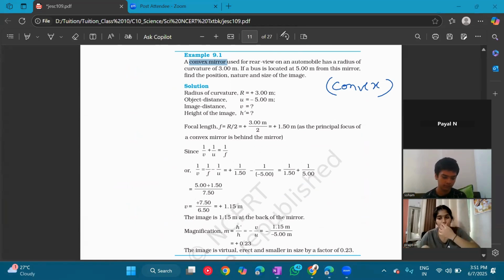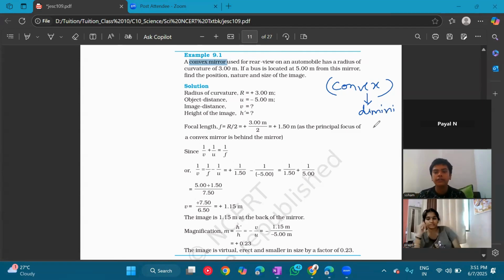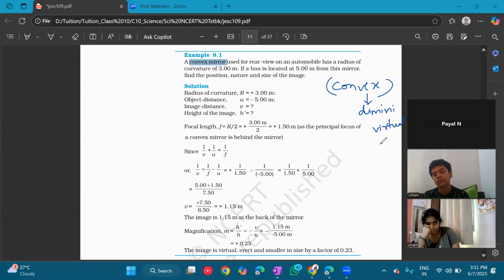कि मिरर हमारा कॉन्वेक्स दिया है, राइट? अभी कॉन्वेक्स देखते से दिमाग में क्या आना चाहिए तुम्हारे, कि ये डिमिनिश्ड इमेज बनाएगा, ये वर्चुअल इमेज बनाएगा, वर्चुअल एंड इरेक्ट इमेज बनाएगा, राइट? This thing should come into your mind. Now it has a radius of curvature, that means r is given to you as 3 मीटर.